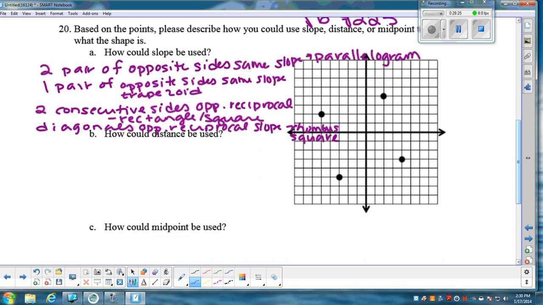All right, so our distances. How can we use distance? Well, once we found all four slopes, this is what we're going to do first. We're going to find our slopes first. That'll tell us how many pairs of parallel lines we have. And then distances, if all of our sides are congruent, we have a rhombus or a square.